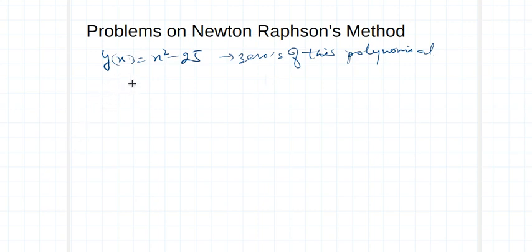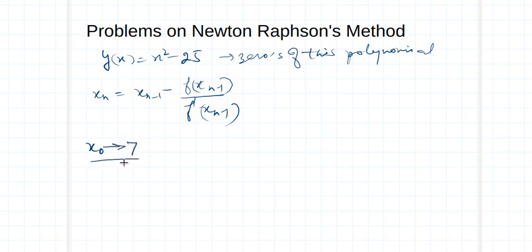What is the iteration formula? The iteration formula was x n plus 1 equal to x n minus f of x n upon f prime of x n. That means we need to find the derivative. Derivative is also required. So what is your initial point? You have to first of all choose the initial point, and let us say 7 is the initial point. So x naught that we chose, let me call this x naught as 7, right?